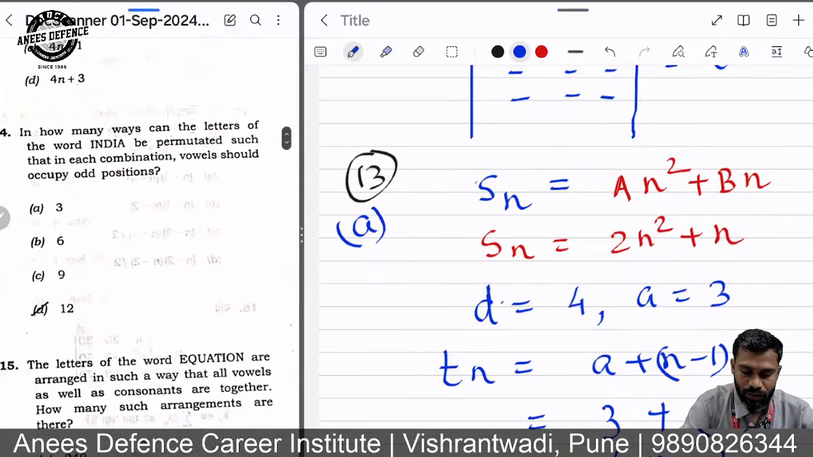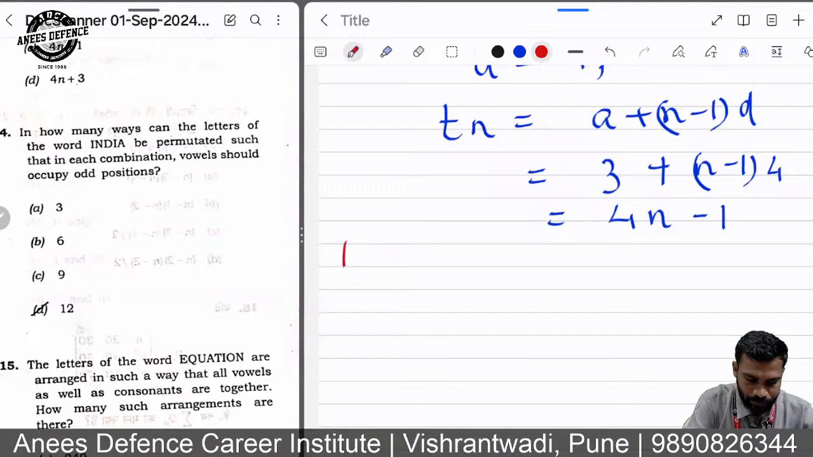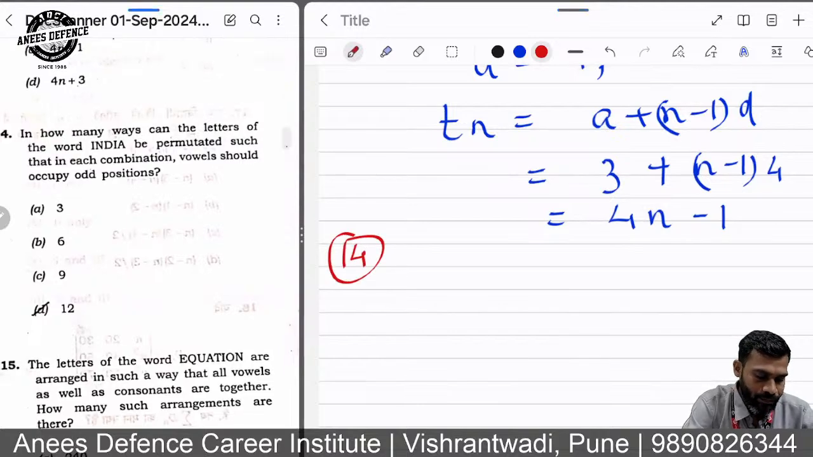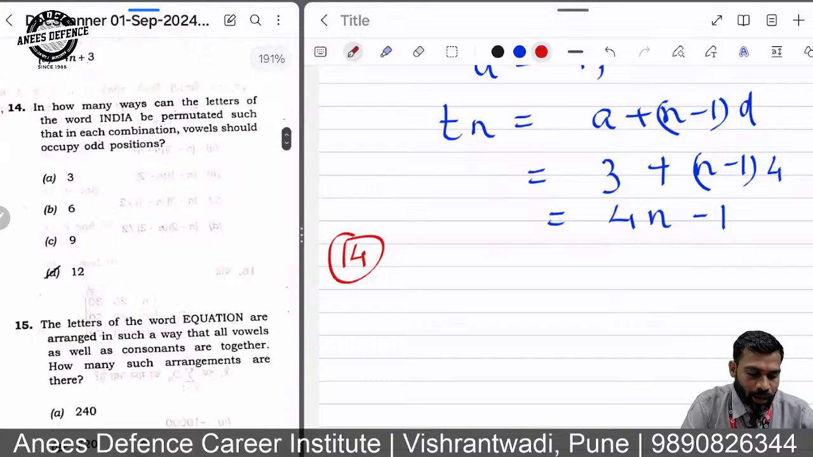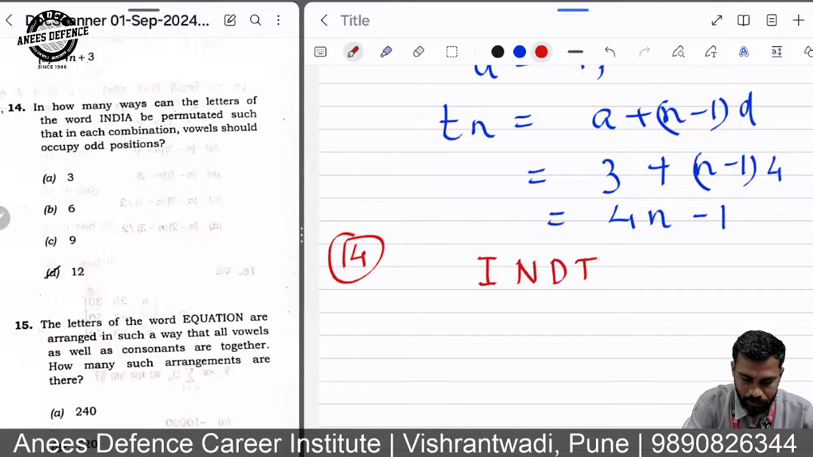Next, let us move to the next question. Question number 14. In how many ways can the letters of the word India be permuted such that in each arrangement vowels occupy odd positions? So let us count how many letters are there in this word India, right? 1, 2, 3, 4, and 5. 5 letters are there. So in odd positions, vowels should be there. So these are the vowels: I, this I, and A.